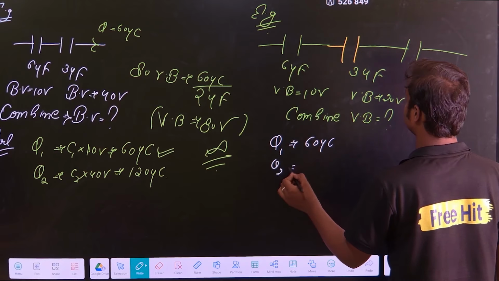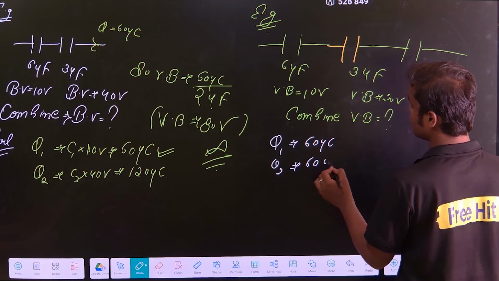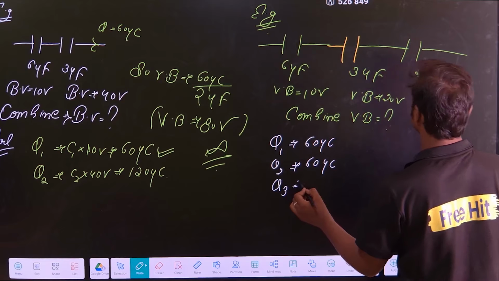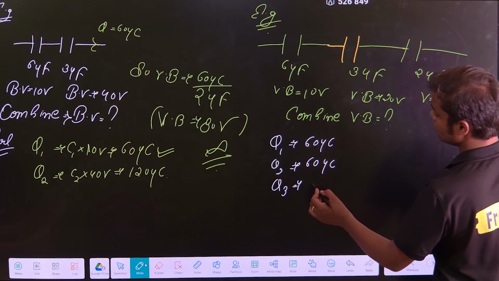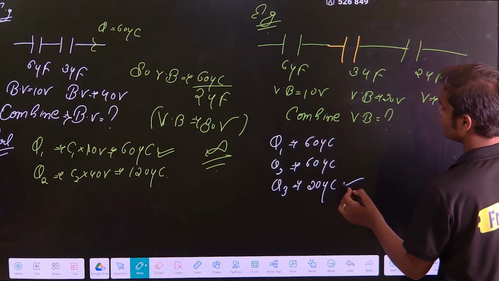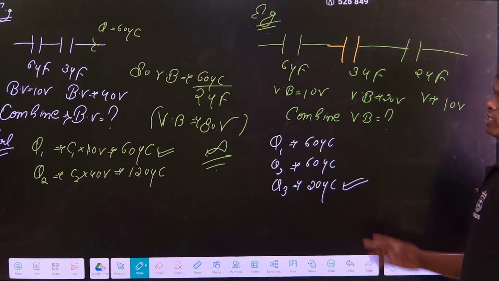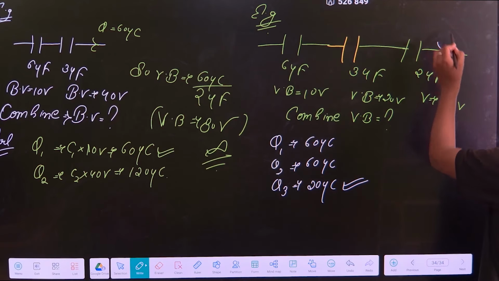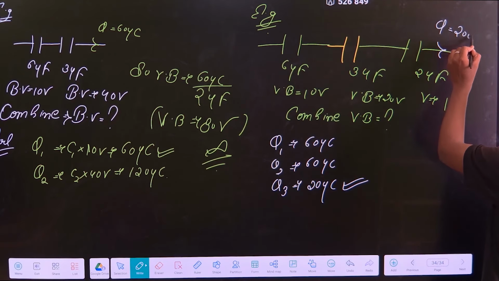Q2 will be how much, sir? 20 into 3, that is 60 microcoulomb. Okay, what is Q3, sir? Q3 is 2 into 10, that is 20 microcoulomb. So the minimum value we can tolerate is 20 microcoulomb. The total charge, 20 microcoulomb, will flow from here, that we will take.